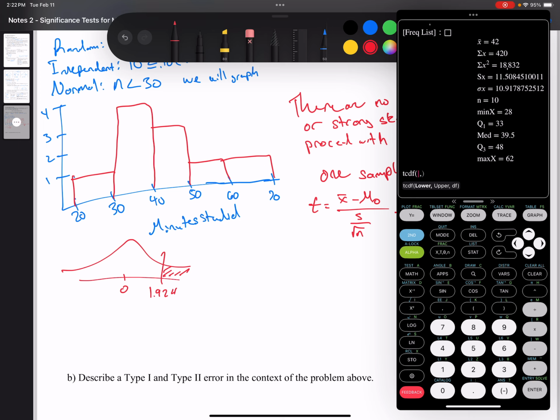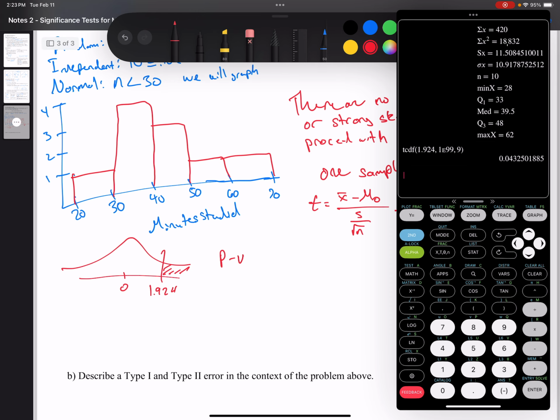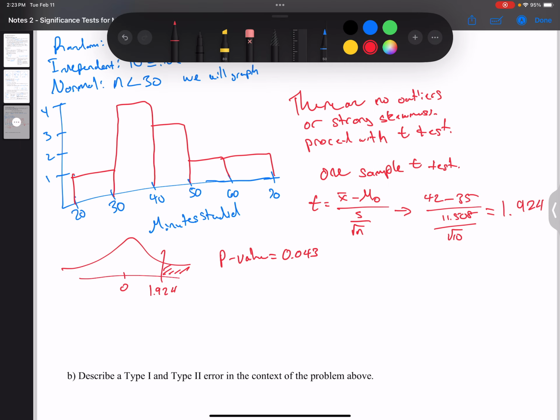But it works out the same way. You're going to type everything in exactly the same. We have our lower boundary at 1.924, our upper boundary at positive infinity, and then our degrees of freedom, which is 10 minus 1, so 9. Then we hit enter, and this is going to spit out our p-value, which is 0.043.